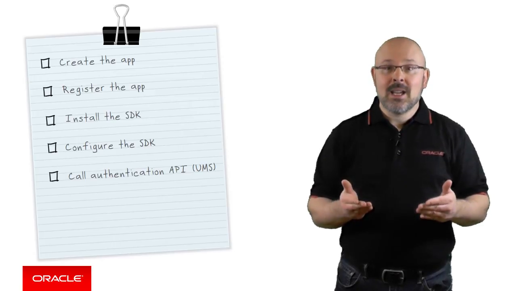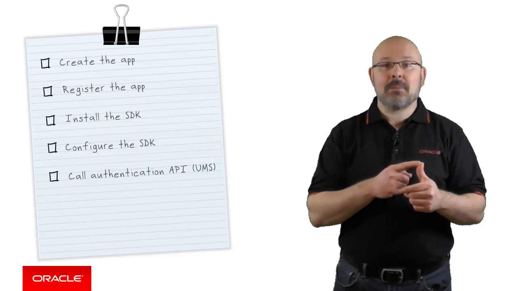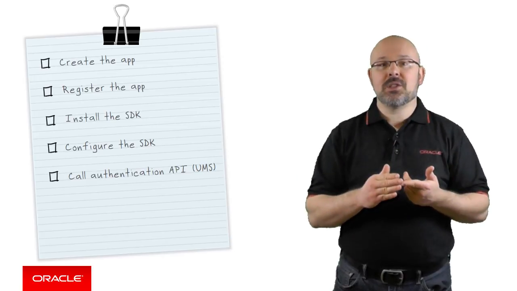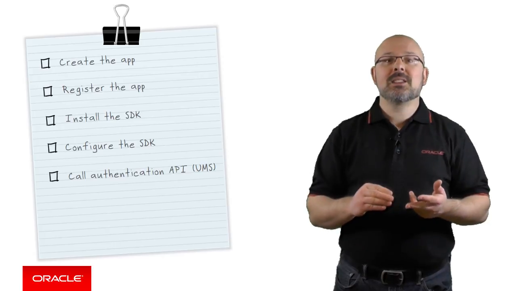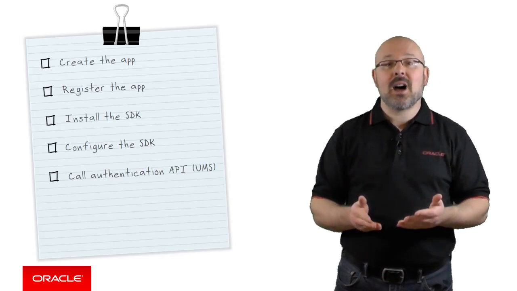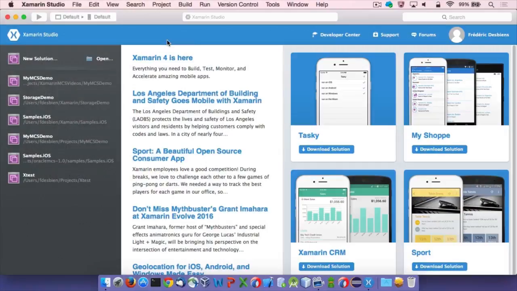Configuring the SDK is a five-step process. First, create the app. Second, register the app if it will receive notifications. Third, install the SDK. Fourth, configure the SDK. And finally, five, call the authentication API. The first step is to create the app. Let's start Xamarin Studio and do this.